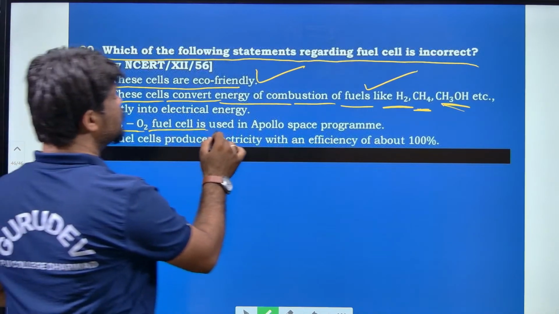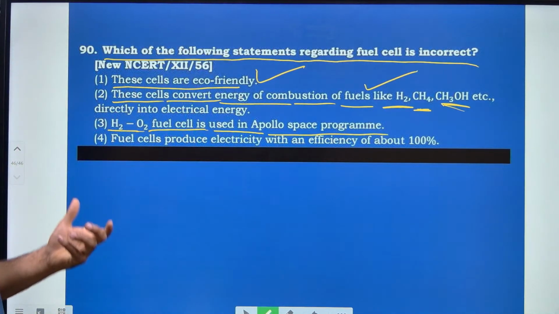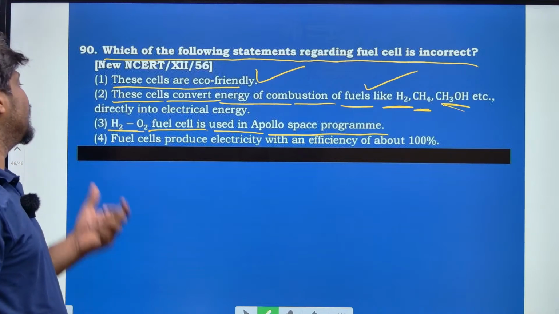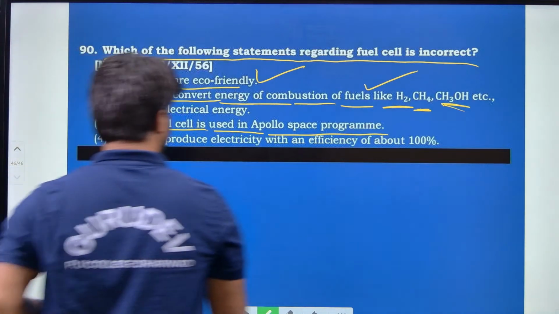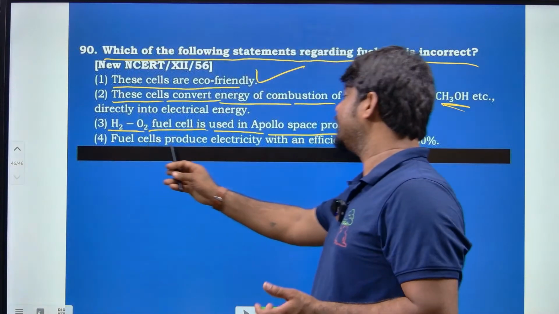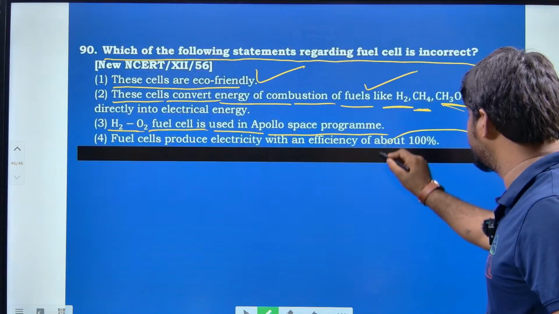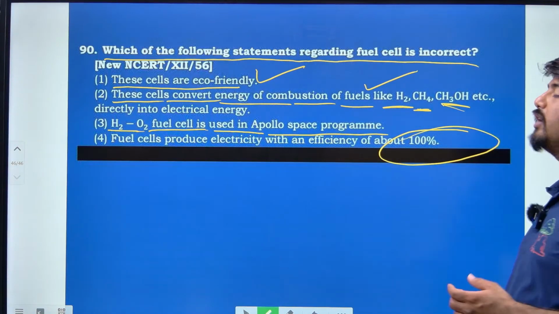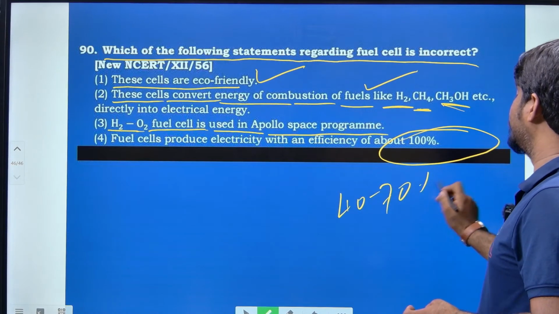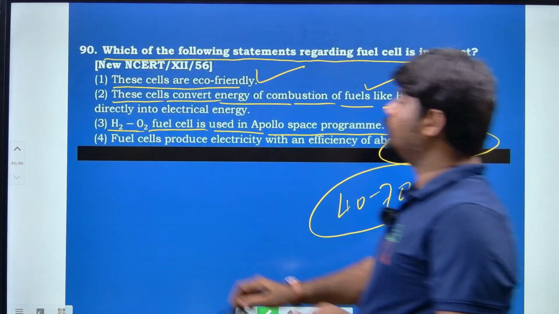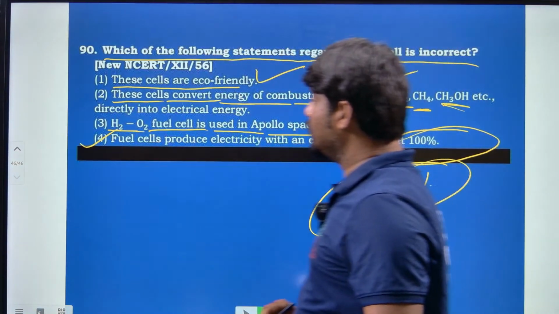H2-O2 fuel cell is used in the Apollo space program. It's 100% true, the hydrogen-oxygen fuel cell is used in Apollo space missions. Yes, it is one of the applications. The last one: fuel cells produce electricity with an efficiency of 100%. Actually, it is a wrong statement. It will not give 100%. It will give 40 to 70%. So option 4 is the incorrect statement for this question.